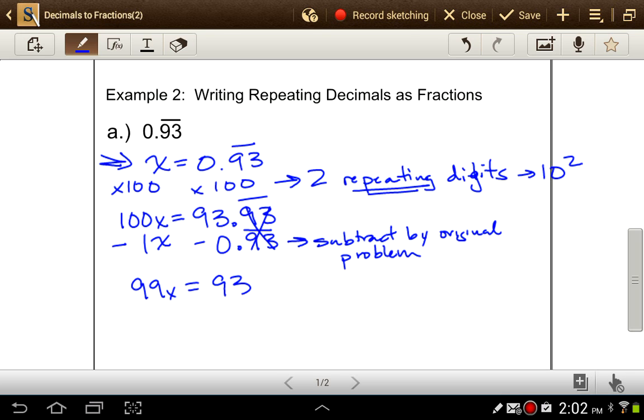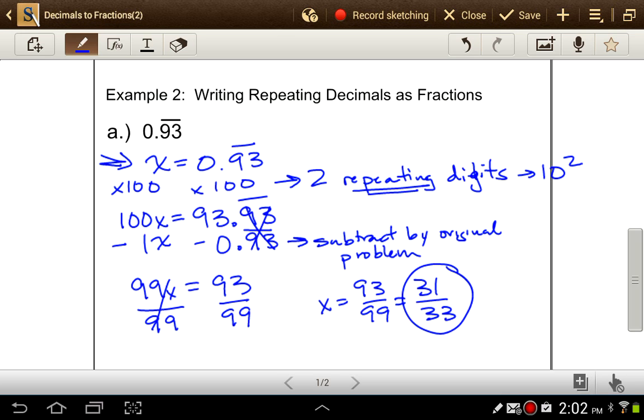Okay, now I have an easy one-step equation. Divide both sides by 99. I get x equals 93 99ths, which can be reduced to 31 33rds. If you want to check it, go ahead. Take out your calculator and divide 31 divided by 33, and you will get that.